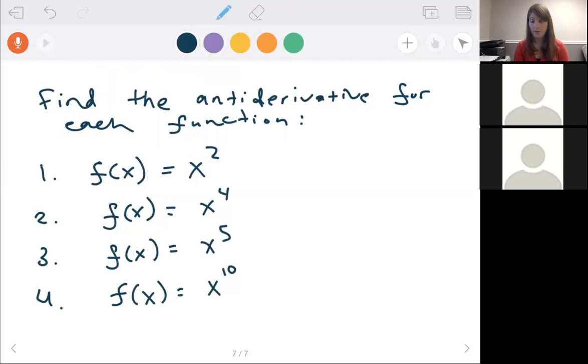Notice each of these are power functions. I didn't mix any exponentials in yet because those can be a little bit trickier, and we're actually going to see a different rule for those exponentials.